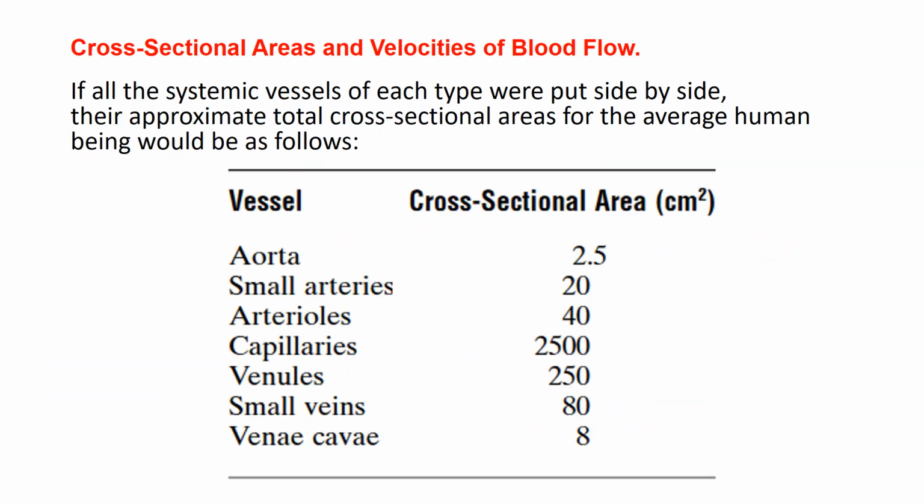Cross-sectional areas and velocities of blood flow. If all the systemic vessels of each type were put side by side, their approximate total cross-sectional areas for the average human being would be as follows.